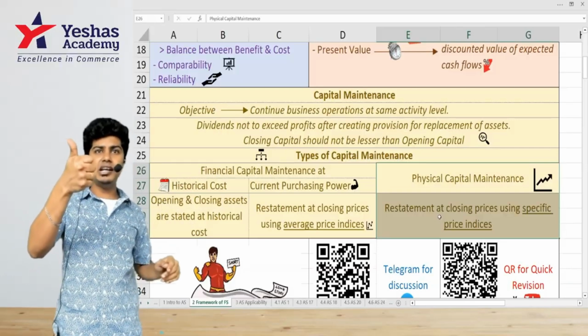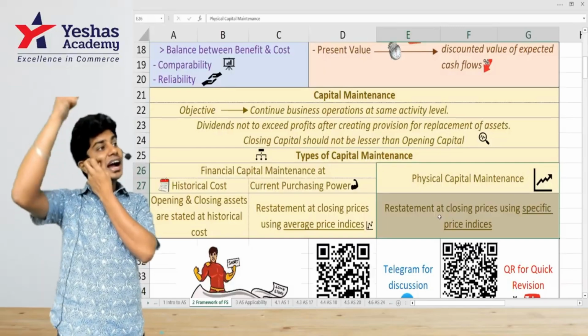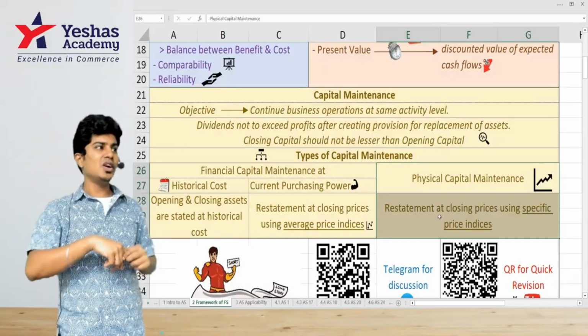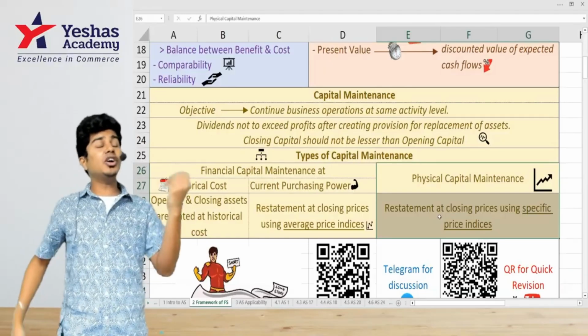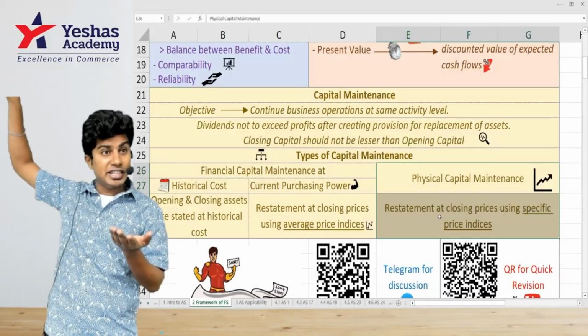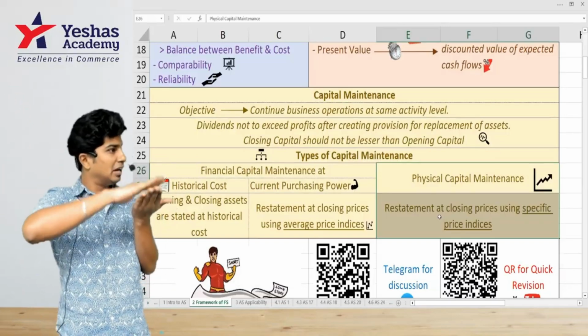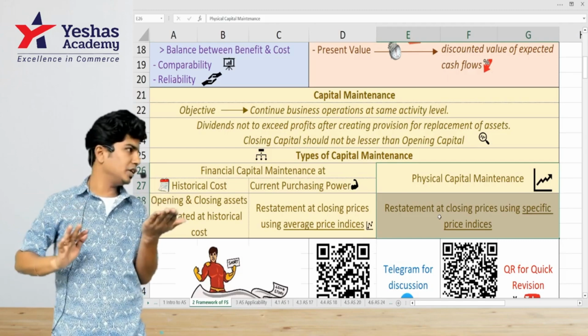Now, there are two bases. One, financial. Two, physical. Under financial, there are two submethods: one, historical cost; two, current purchasing power. Historical cost, what do I do? Historically, long ago, whatever price at which I had bought, that price capital I maintain at that inventory level. Anything excess can be drawings.